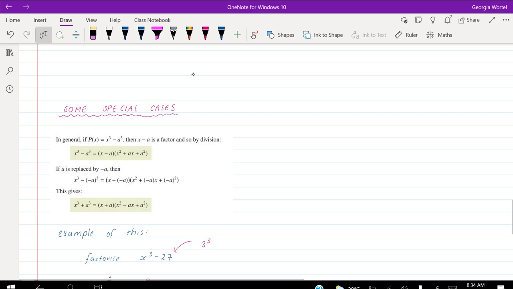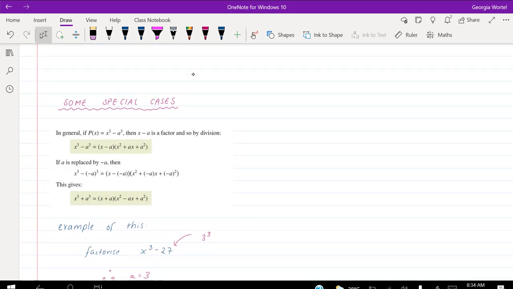One last thing I wanted to mention were some very special cases of using these theorems and factorizing our polynomials that are a higher degree than a quadratic, and they make our life really simple. So if you ever have the scenario where your polynomial is simply x cubed minus a cubed, then you can say straight away that x minus a is a factor, and the quotient, the other factor, is going to be written in this format. So that's really, really nice. And it also can be written in the positive scenario version of that as well.